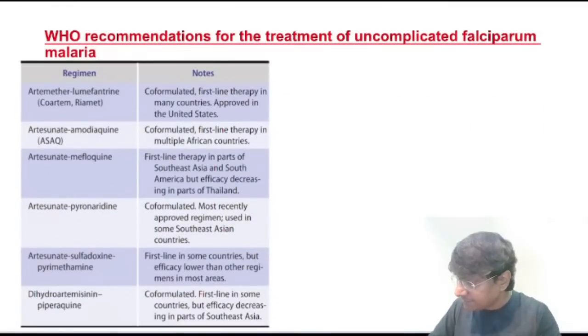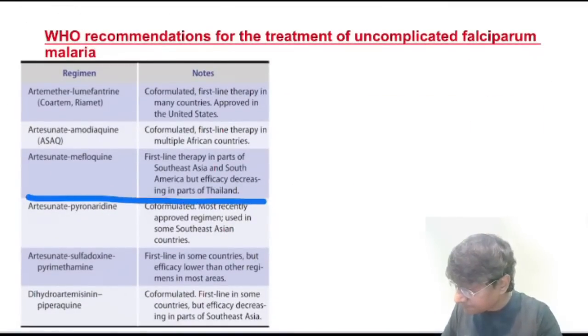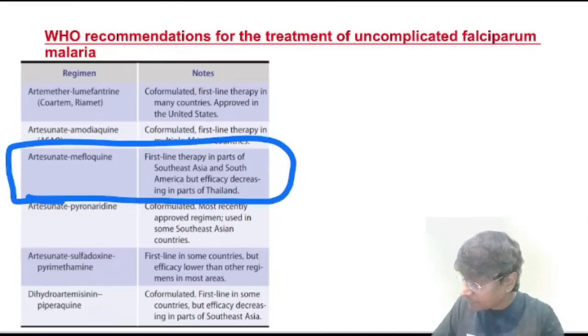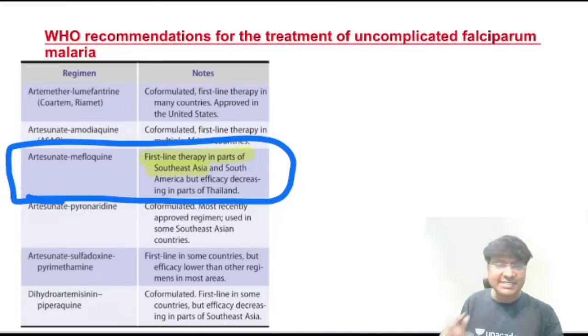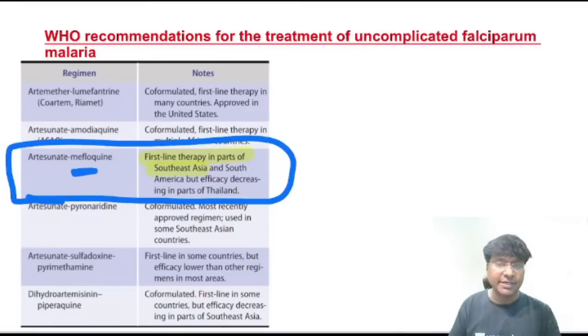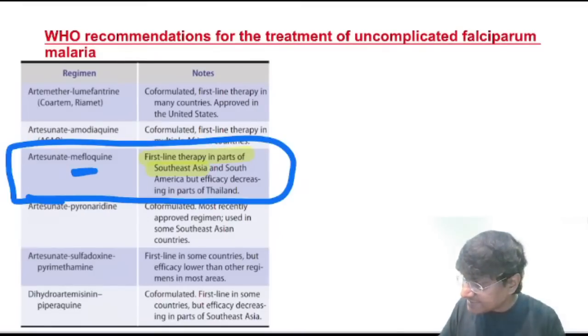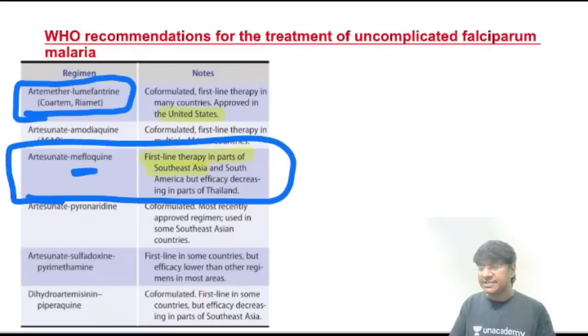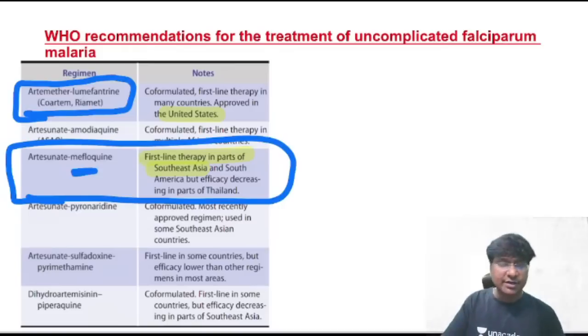So please make this note. First line therapy in parts of Southeast Asia will be the artesunate and mefloquine combination. Whereas in the United States, the combination being used is artemether lumefantrine. But in India, it will be artesunate as well as mefloquine. So this is the story related to malaria.